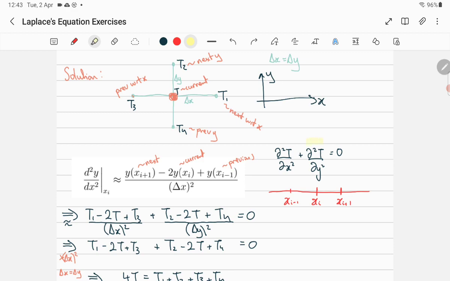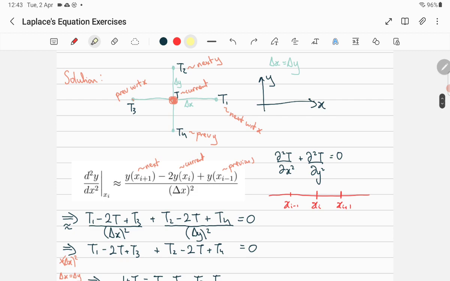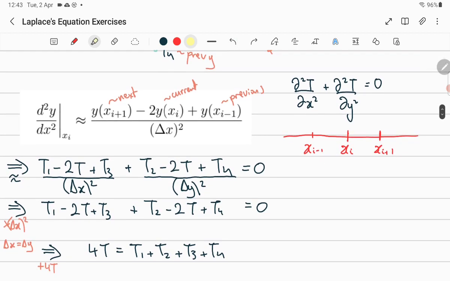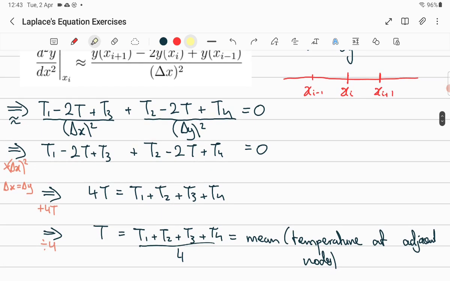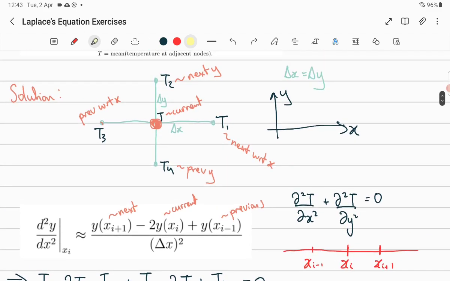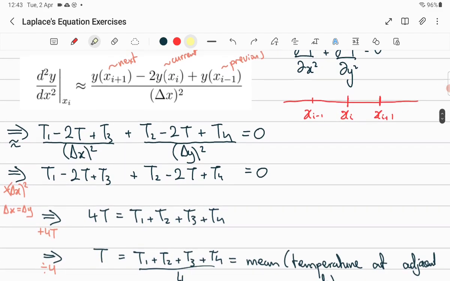And then we're looking at the second derivative with respect to y. We're looking at the y direction. So the next is T2, and the previous T4, and the current is the same. And we divide by delta y squared, but we assume that delta x equals delta y. And so if you multiply by delta x squared, you're multiplying a sum, both of them are going to be multiplied by delta x squared. And because delta x is equal to delta y, multiplying by delta x squared also gets rid of the delta y squared. So you're left with this, and then it's just simple algebra. Add 4T to both sides, divide both sides by 4, and this is what you wanted to show. That temperature in the middle is the average of the 4 adjacents.